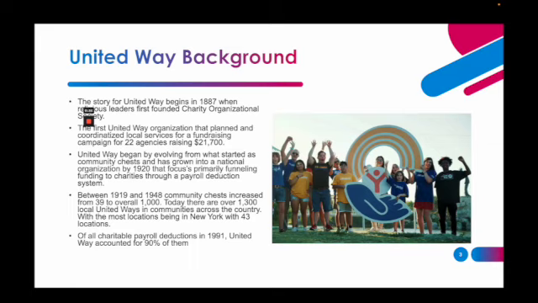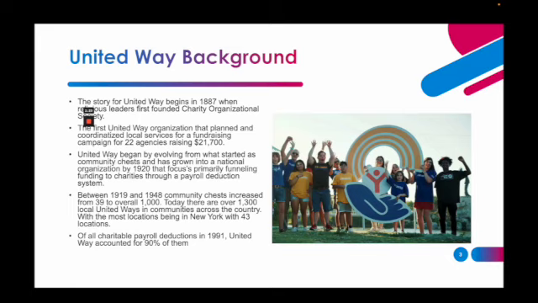The first United Way organization planned and coordinated local services for a fundraising campaign for 22 agencies, raising $21,700, which may not sound like a lot by our standards nowadays, but that is a very high quantity to be raising for a fundraiser back in this time. And once you account for inflation and everything, like Coke used to be 5 cents a bottle, so things were a lot cheaper, and $21,700 is a very significant contribution.